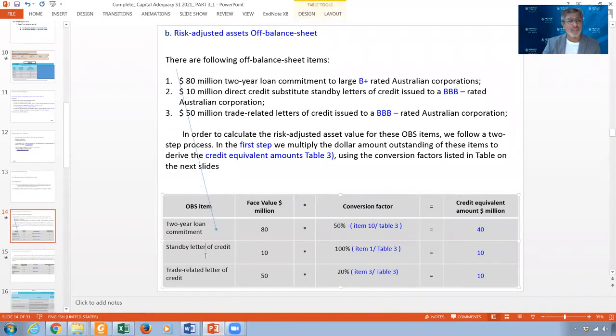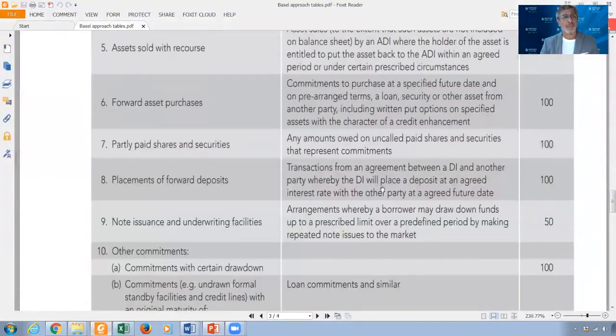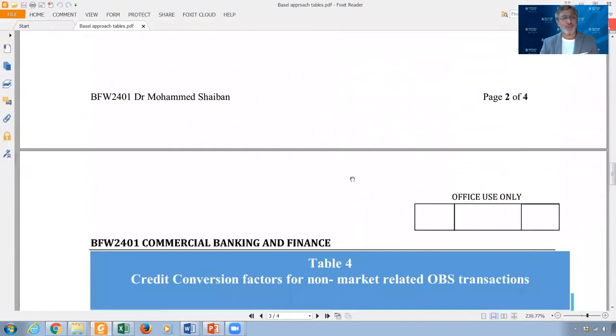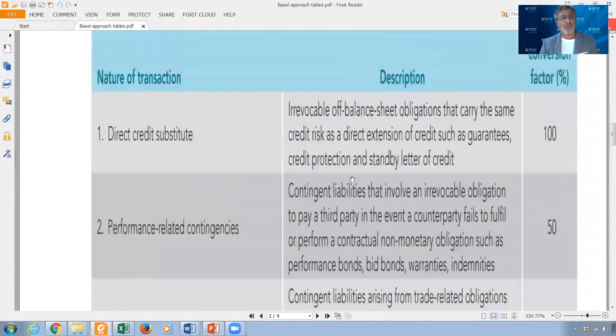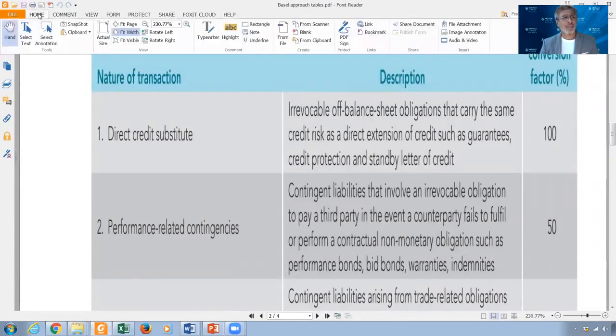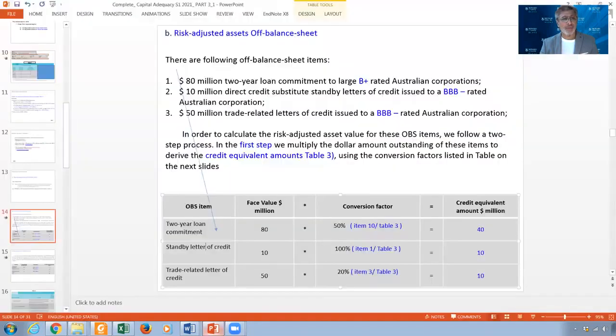Now, standby letter of credit. A standby letter of credit is actually coming in item 1 in table 3, which is this one. You have to have the tables in front of you. So this is the standby letter of credit. You can see here, it's over here, standby letter of credit, and it is 100%. So when I go here, I multiply by 100%.